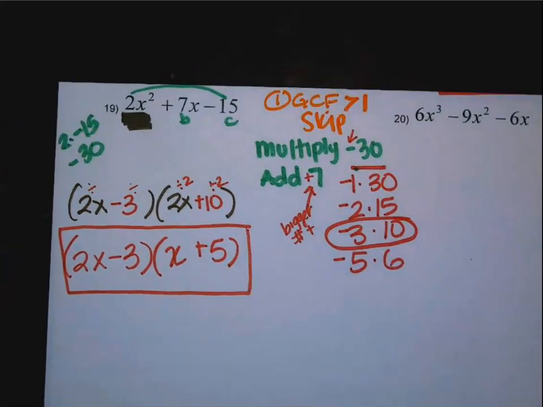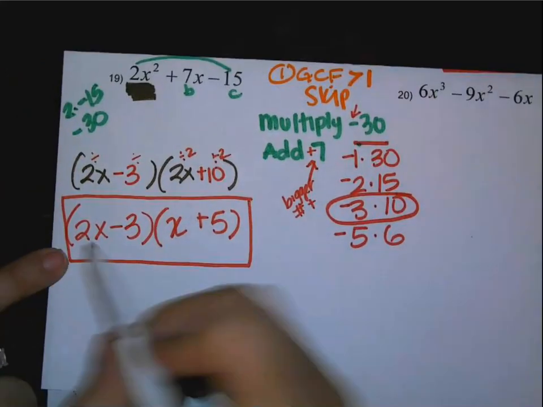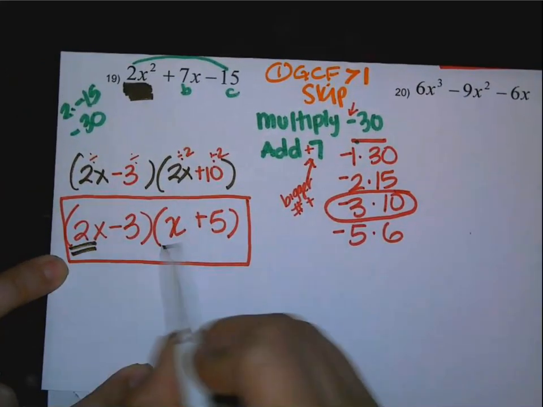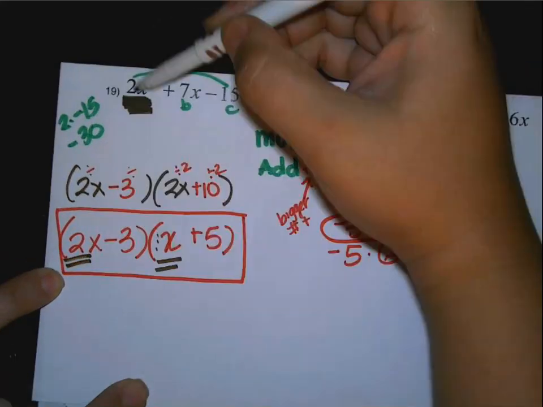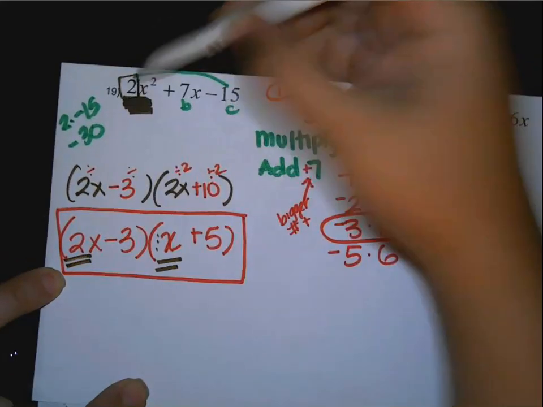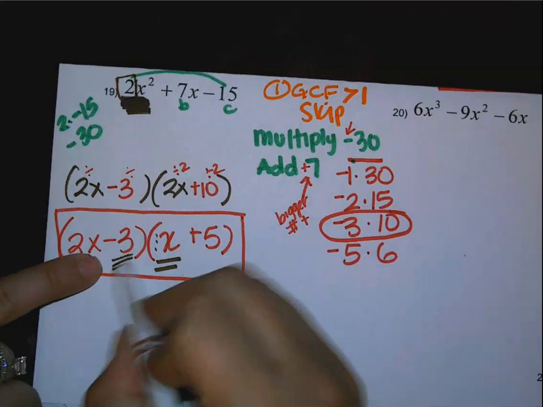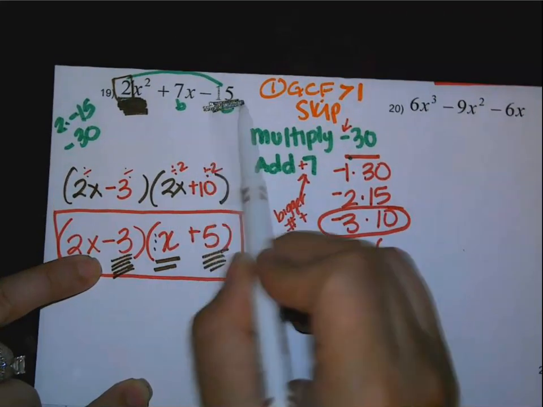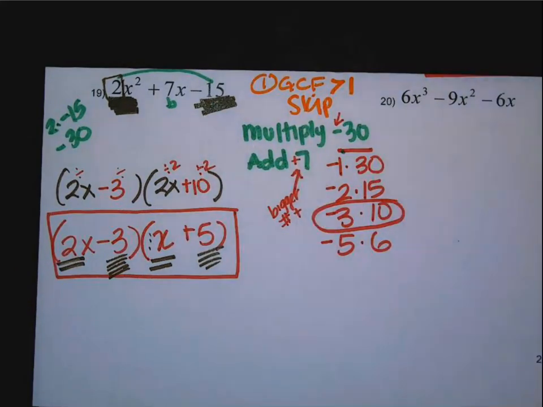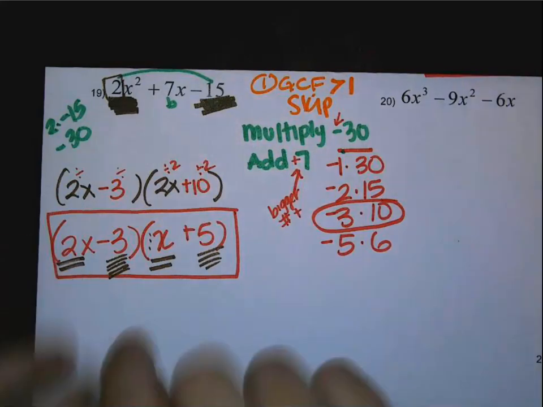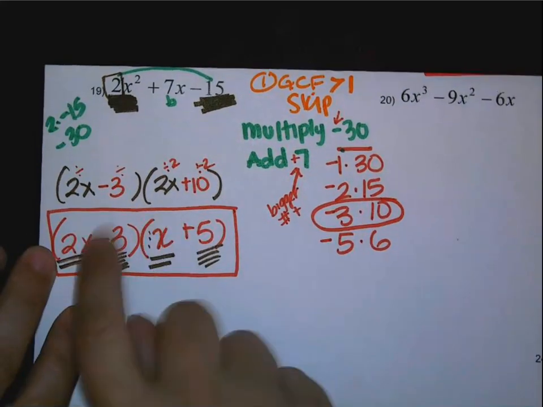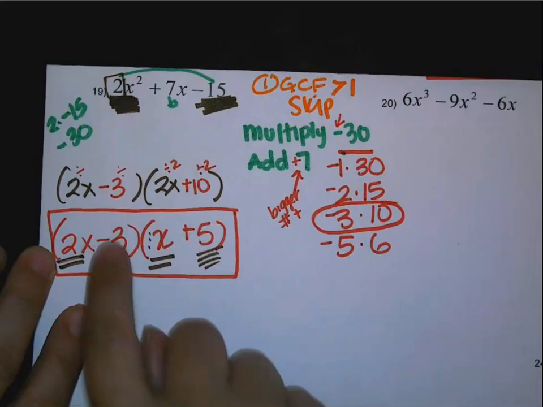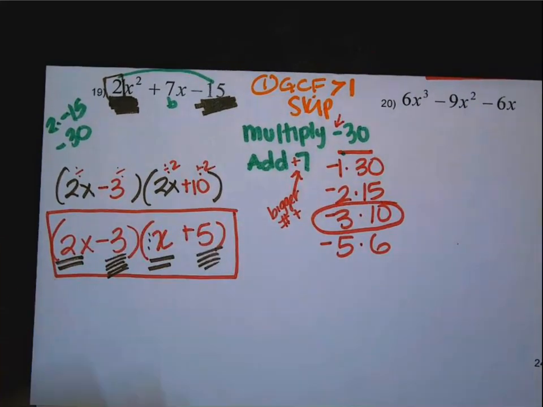Now, if we want to make sure we didn't make a little mistake, we should be multiplying 2 times 1 and make sure you get this number here. And then a negative 3 times a positive 5 and make sure you get this number here. So if you do, it doesn't mean you're right. It means good, you're on the right track. If you want to make sure you're 100% right, you got to multiply this whole thing and FOIL it. Okay, so we see what the answer is.